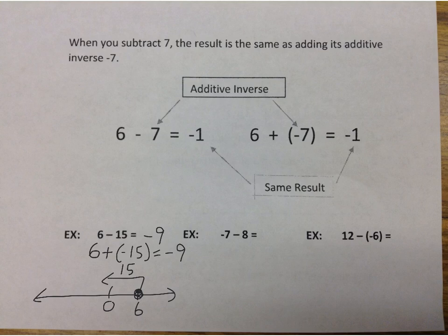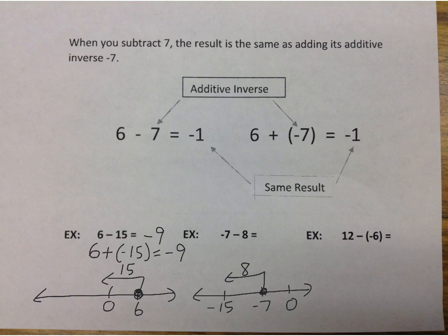The next example, negative 7 minus 8. I'm going to start out with a number line, and I'm going to put 0 on the right side because I know that I'll be in the negatives right now. So I'm going to start at negative 7. Negative 7 minus 8, so I'm going to go 8 spaces to the left. And if I go 8 spaces to the left, I'm going to end up at negative 15.